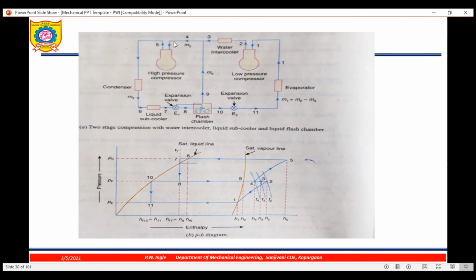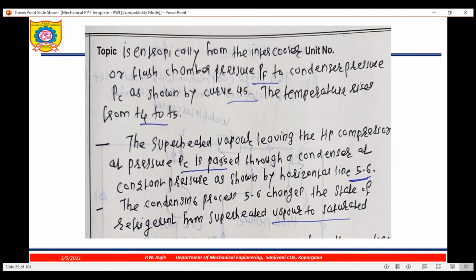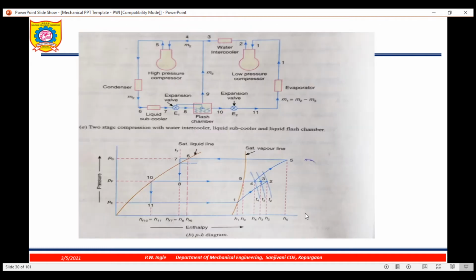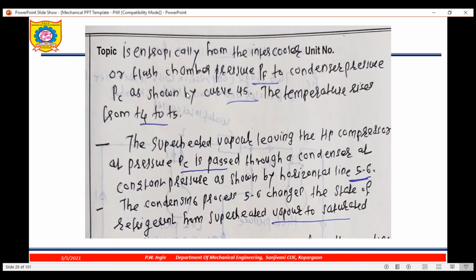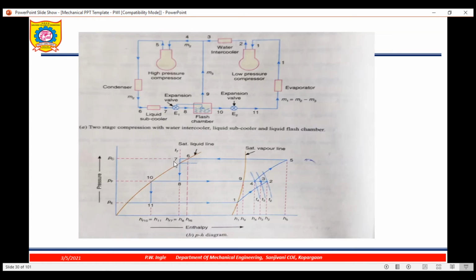Now 4 to 5 is isentropic compression again, then 5 to 6 is condensation. Okay, superheated vapor leaving the HP compressor at pressure is passed through the condenser at constant pressure as shown by horizontal line 5 to 6. The condensing process 5 to 6 changes the state of refrigerant from superheated vapor to saturated liquid. Okay, now saturated liquid refrigerant again will be cooled in the subcooler. Here it is subcooling process 6 to 7.